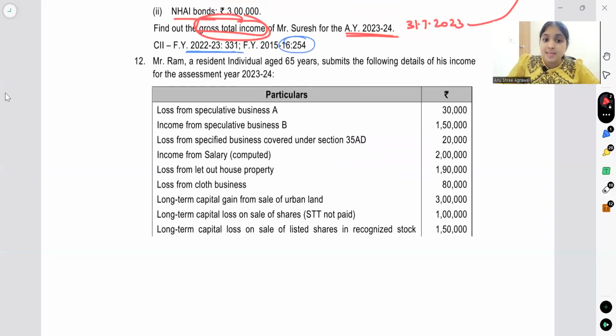Mr. Ram, a resident individual aged 65 years. What can I conclude? He is a resident individual aged 65 years. I can conclude he's a senior citizen, guys. Just because of his age, I can't conclude he's a senior citizen. He's a resident individual of at least 60 years. I'll call him senior citizen. He submits the following information. By looking at the question itself, we are able to identify this is a set off and carry forward question.